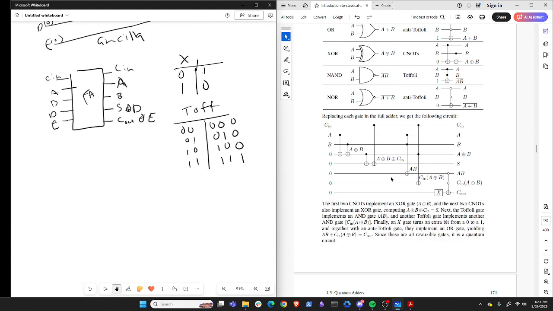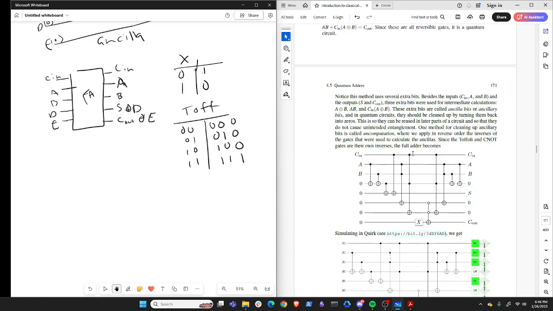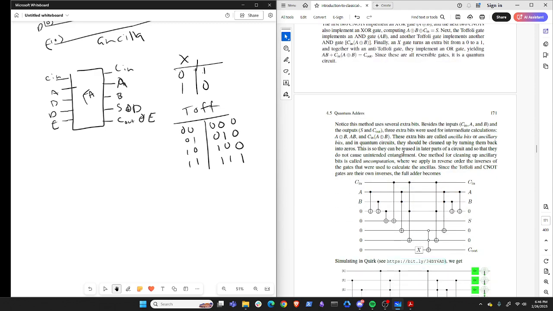And then we get into the actual implementation with the full adder, which I'm not going to go into because we'll go over that in the lab.